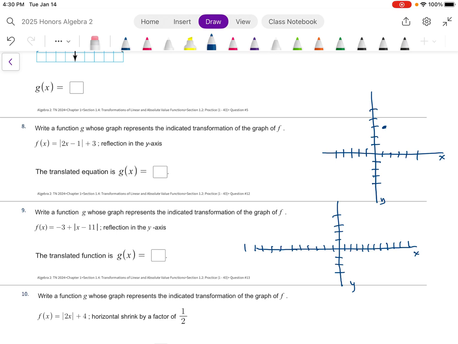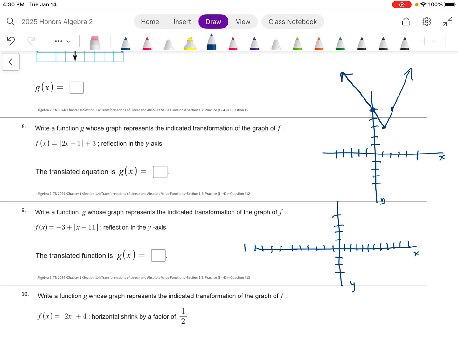And so there's where my vertex is at positive 1, 3. And it's got a slope of 2 on the x, so that means I get to go up 2 over 1, put a dot, and then go up 2 and to the left 1, put a dot. And there is my graph. And that's what you should see on the graphing calculator.